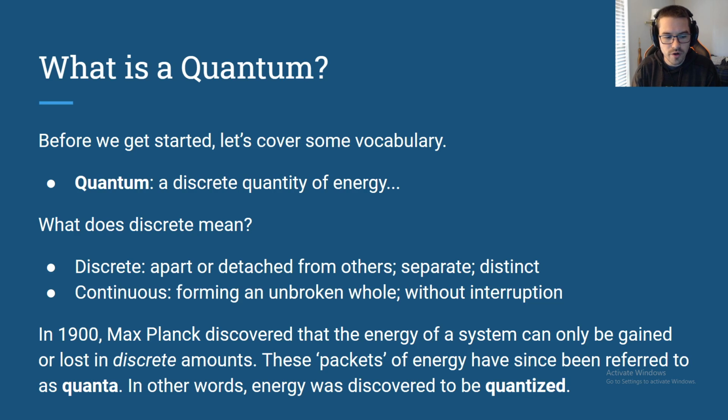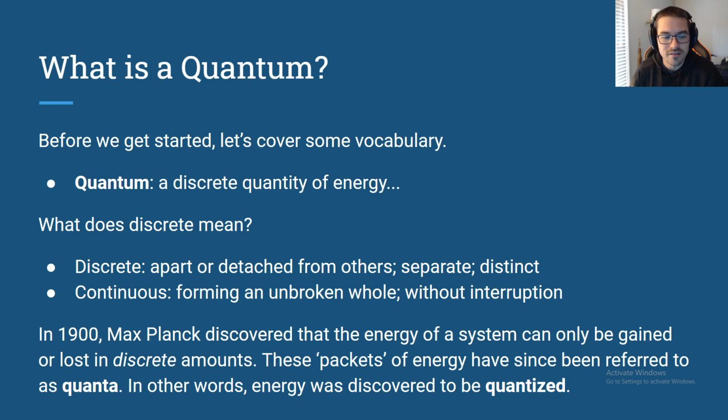Down there at the bottom, you can read along with me. It says, in 1900, Max Planck discovered that the energy of a system can only be gained or lost in discrete amounts, right? Distinct quantities. These packets of energy have since been referred to as quanta. Okay, so quanta is the plural of quantum. In other words, energy was discovered to be quantized. Now we're not going to get into the details of how he discovered that. Let's just assume that he's right.